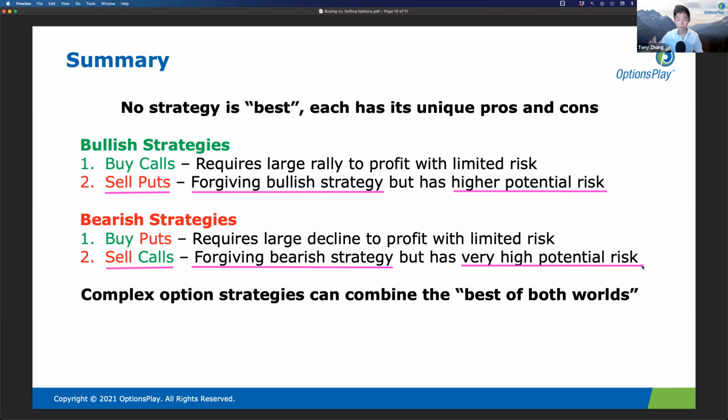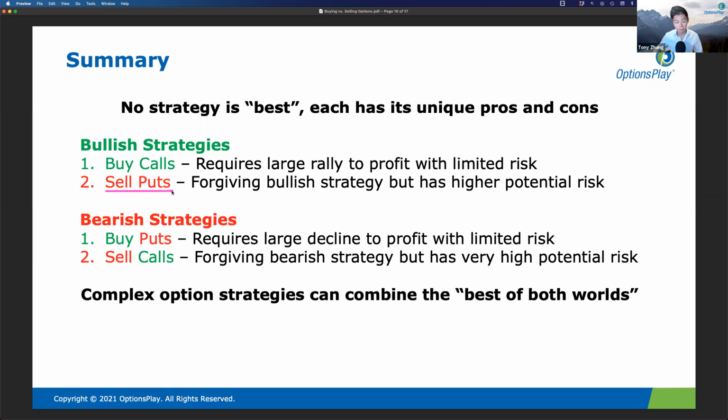Unlike a stock where the risk to reward is symmetrical, if the stock goes up by $1, you make $1. If it goes down by $1, you lose $1. When you trade options, you have the choice of shifting risk and rewards around. If you think the stock's going to make a big move higher, well, you should think about buying call options. If you think the stock's going to make a little bit move higher, you should look at selling put options because it's more forgiving, right?